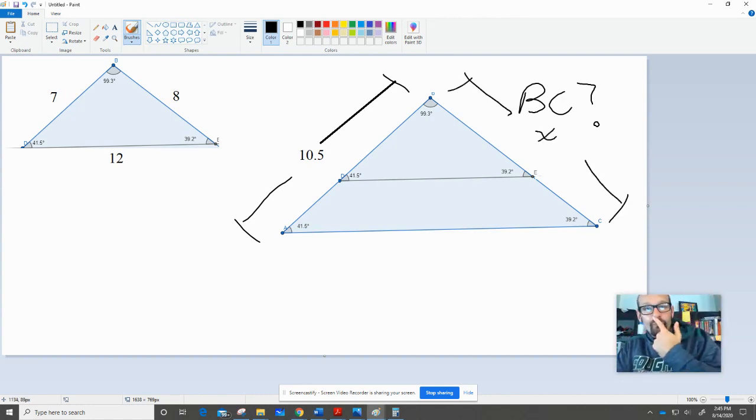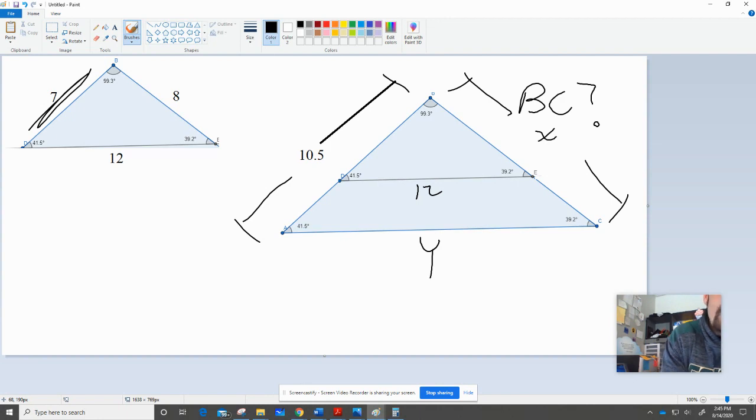Well, we can set up a proportion. Okay. We can set up a proportion. And we could also set up a proportion for AC down here, which is Y. We know this thing's 12. So look what corresponds here. The 7 in this little triangle right here corresponds with 10.5. So we can do 7 over 10.5, and we can do an equivalent proportion with 8 and X if we want to.